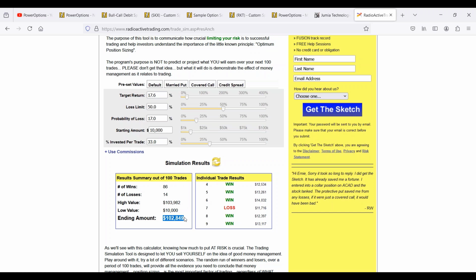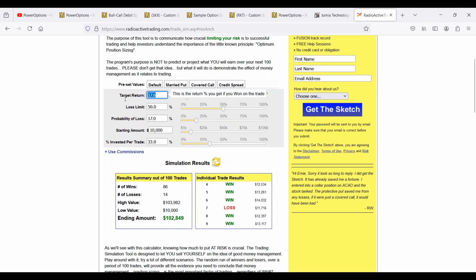from $10,000 over 100 trades, 86% success rate, pretty on point. I'm closing the position if I hit a 50% loss, and the target return is 17.6%. With 83% probability, a 6 to 1, 7 to 1 risk-reward ratio can be very beneficial.